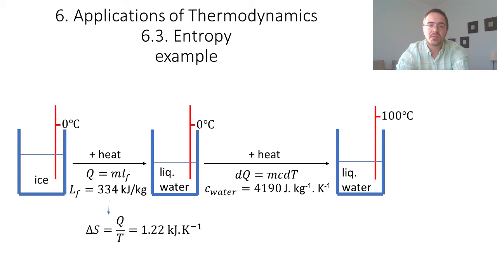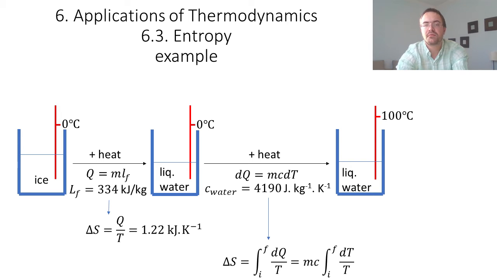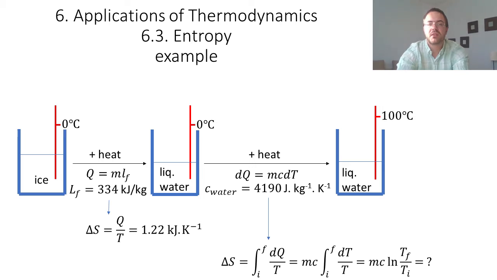Now, this time, this process is not isothermal, right? The temperature is changing, so we will need to calculate the entropy change by the integral of dQ over T. And that will give us mc times the integral of dT over T, which is equal to mc times the log of T final over T initial. And so I will let you calculate this. Remember to use Kelvin for the temperatures, and then you find the entropy change.